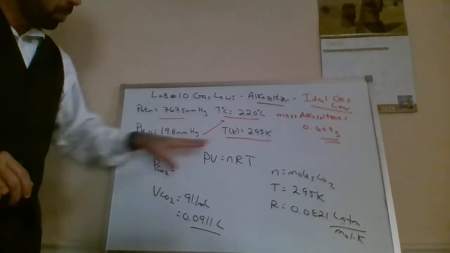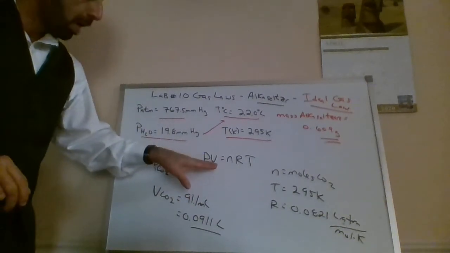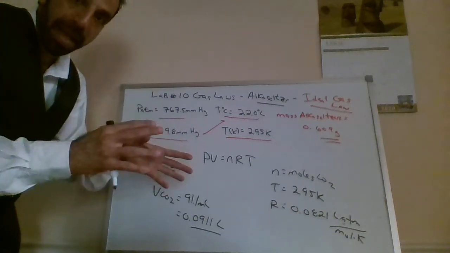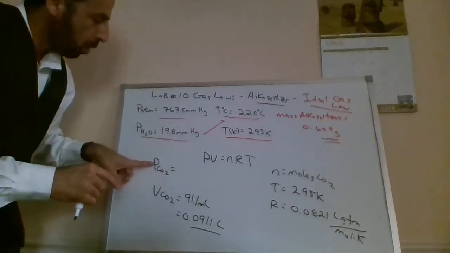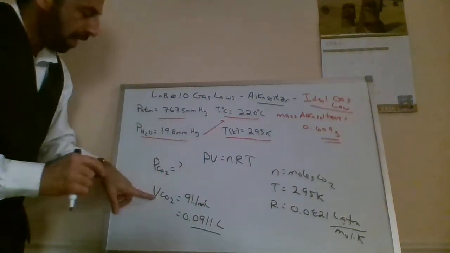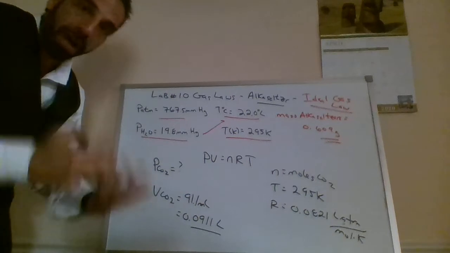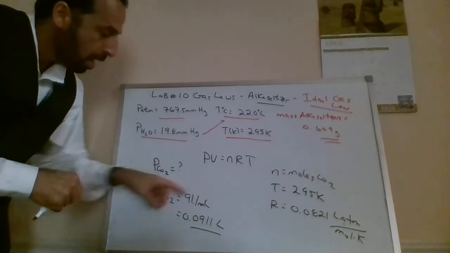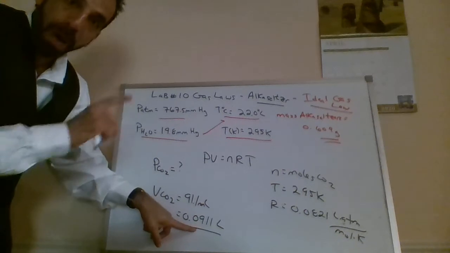So let's take a look. We're going to use the ideal gas law for this. And again, this is for carbon dioxide gas because it's the only gas that gets produced. So a few things. We're going to figure out the pressure of carbon dioxide gas in a second. The volume of carbon dioxide gas, remember, that's equal to the volume of water. That's 91.1 milliliters. We've got to convert it to liters, and we'll talk about why in a second.